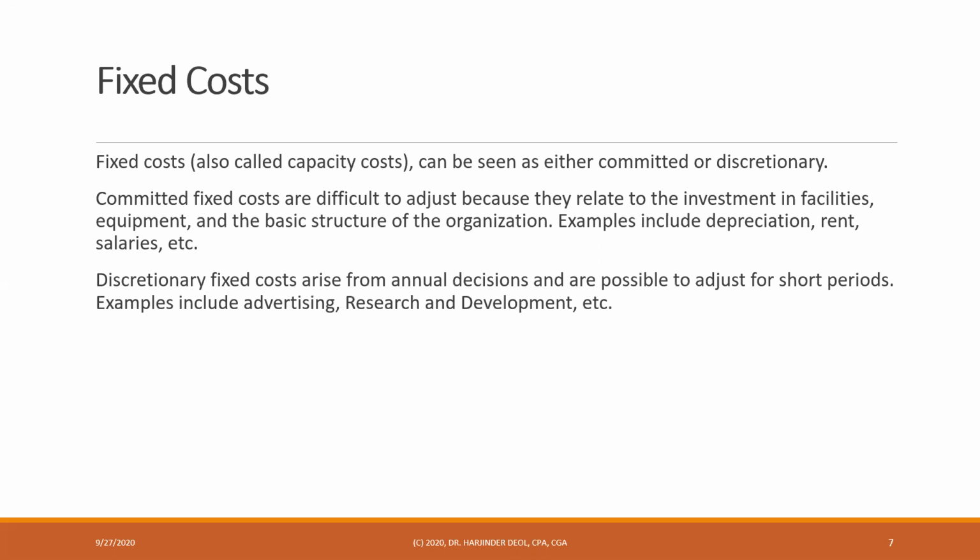But on the other side, there are also discretionary fixed costs. These arise from the annual decisions that the management makes, and they are possible to adjust for a shorter time period. Adjusting the discretionary cost might have some impact on the business. For example, if the company decides that they will be cutting or reducing their spend on training cost, given the economic environment, then that will have some impact on the business processes. So some other examples of discretionary cost are advertising, research, and development.